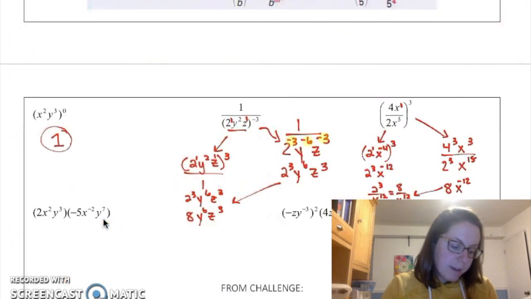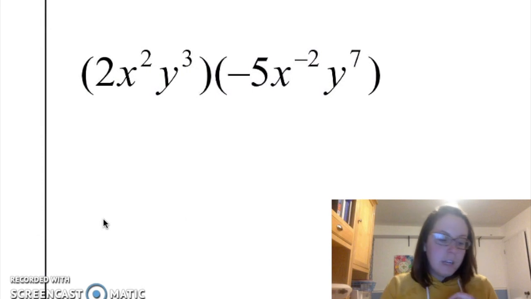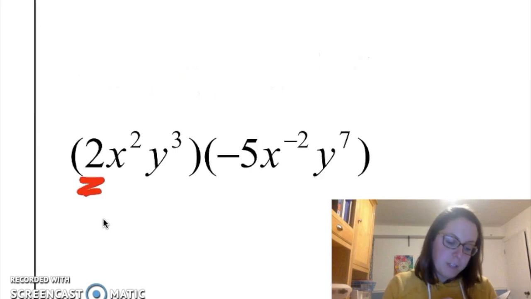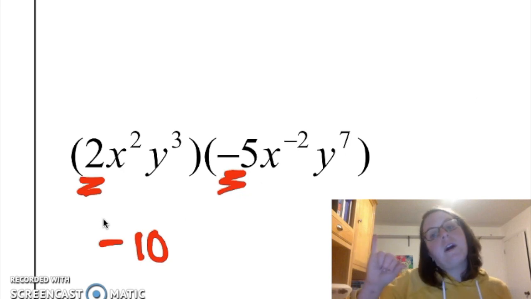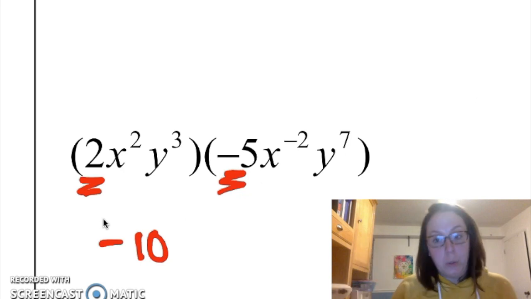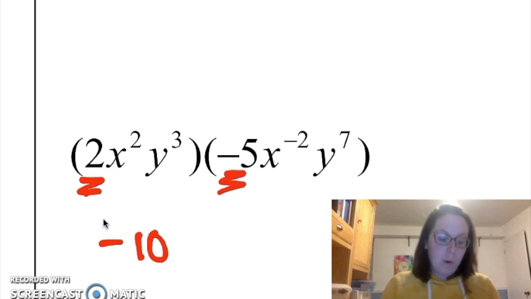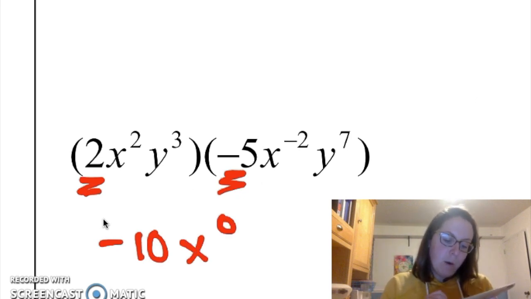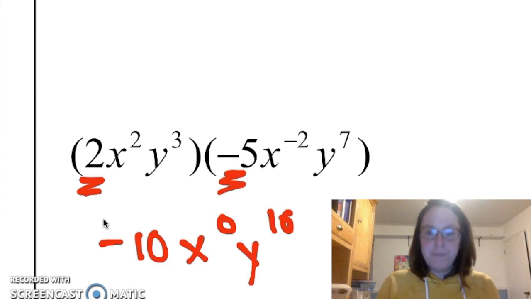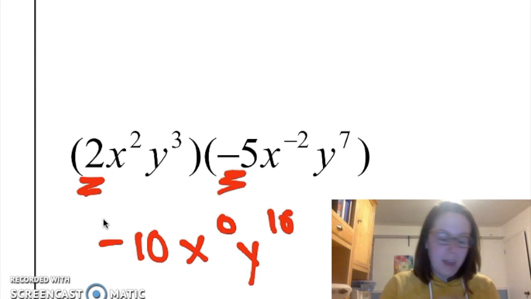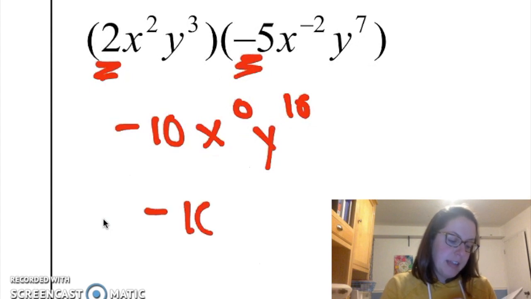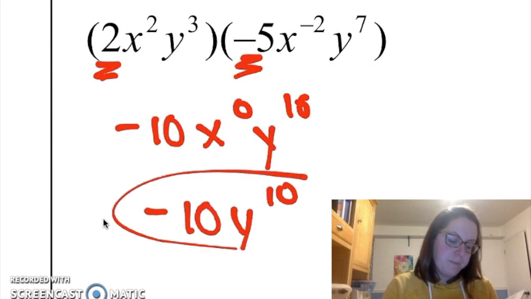Okay, let's get a little harder. So here I'm doing multiplication. So with the numbers, I'm just going to multiply. So that's negative 10. With your exponents, remember when you multiply, add the exponents, right? So I'm going to have x to the 0, y to the 10th. x to the 0 is 1. Anything to the 0 is 1. So this is negative 10, y to the 10th. And that's it.